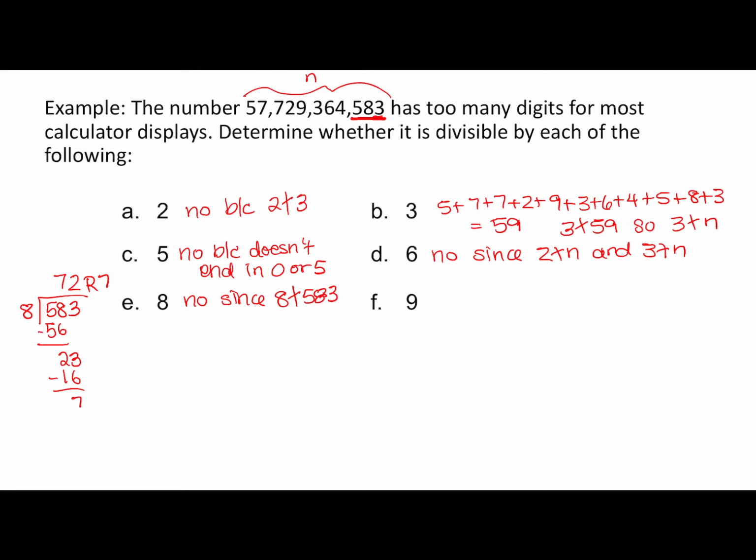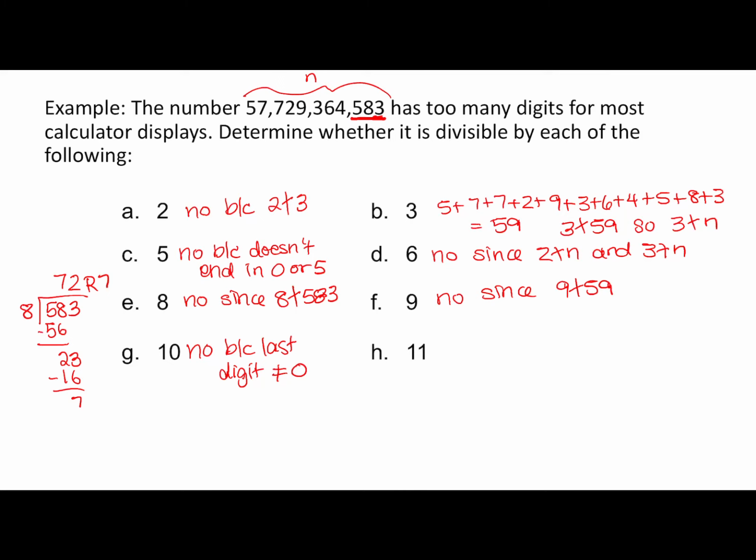What about divisibility by 9? We've already found the sum of the digits, so we just need to check, does 9 divide 59? And the answer is no. So no, since 9 does not divide the sum of the digits. What about 10? Our test for divisibility by 10 is to look at the last digit and see if it's a 0. It's not a 0, so no, because the last digit is not equal to 0.